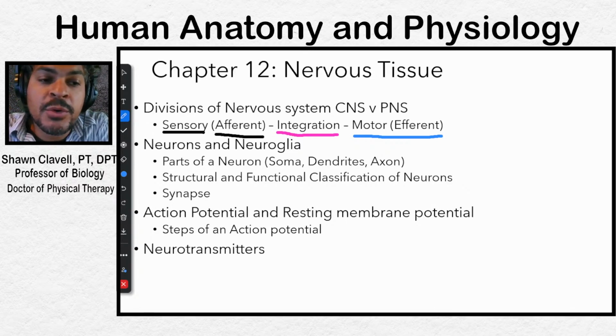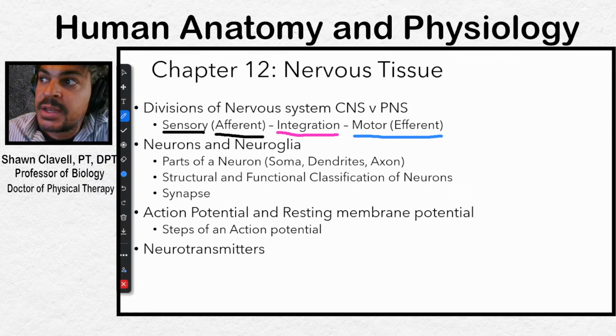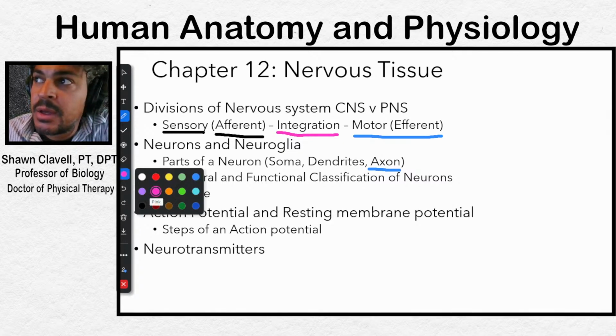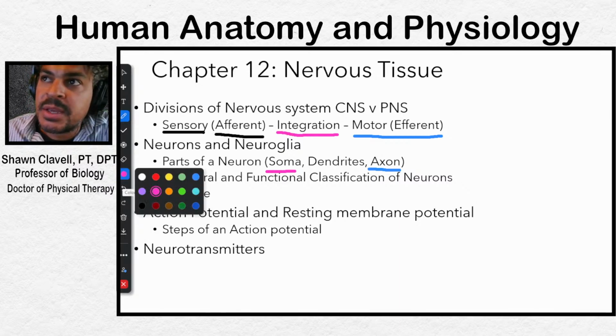We also talked about neurons and neuroglia, so the parts of a neuron, specifically the soma, dendrites, and the axon, and which part is, again, responsible for the sensory component. So again, we'll go backwards. The motor component's the axon. The integration occurs at the cell body or the soma. And then ultimately that sensory information comes in from the dendrites.